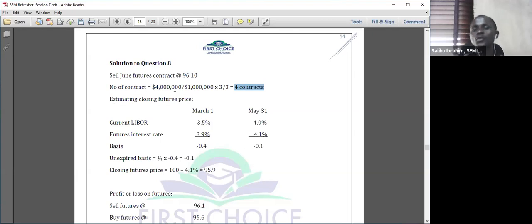Now, if you look at this question, you will see that the closing futures price is not given. So I need to estimate my closing futures price. How do I estimate it? I'll be using the concept of basis to estimate my closing futures price. Now, basis is given as current LIBOR minus current futures rate.